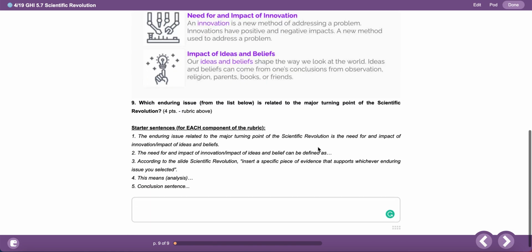After you do that, which again, if you need help implementing the definition into the mini historical argument that you're writing, we have a starter sentence for you.